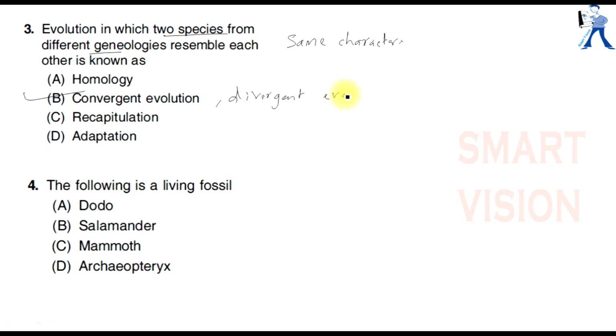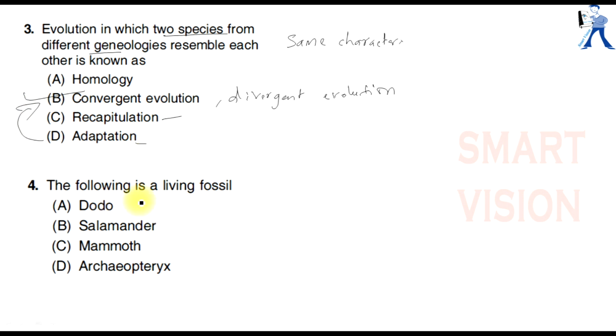Divergent evolution is exactly the opposite of convergent evolution: same species but different characters, whereas in convergent evolution it is different species, same characters. Recapitulation is developing from embryo to adult; those stages are called recapitulation. And adaptation is the character of convergent evolution.